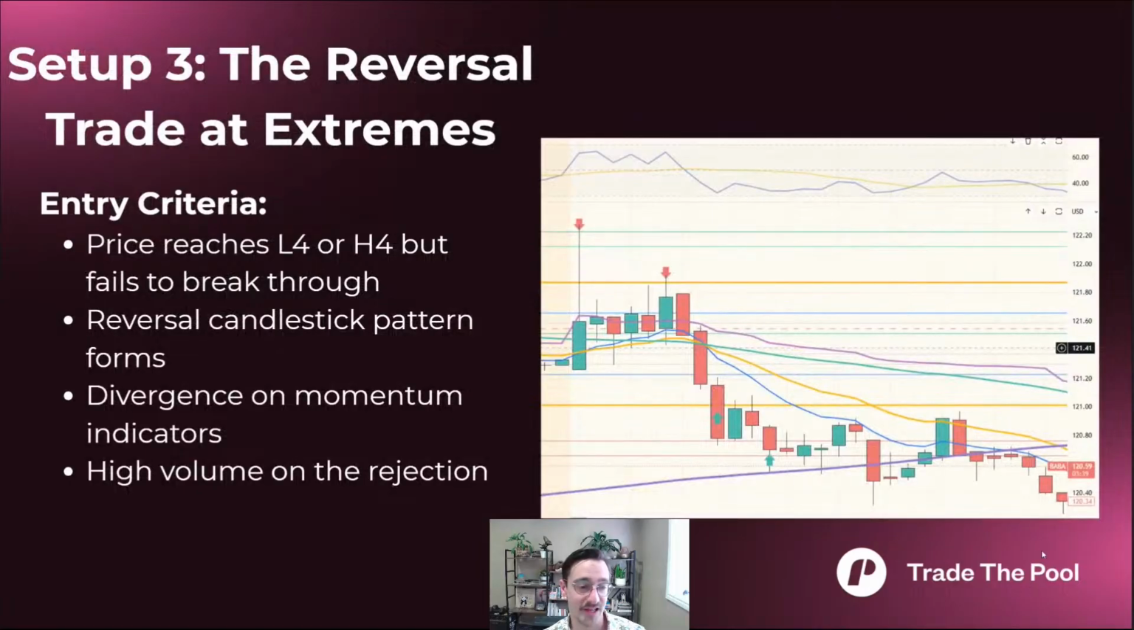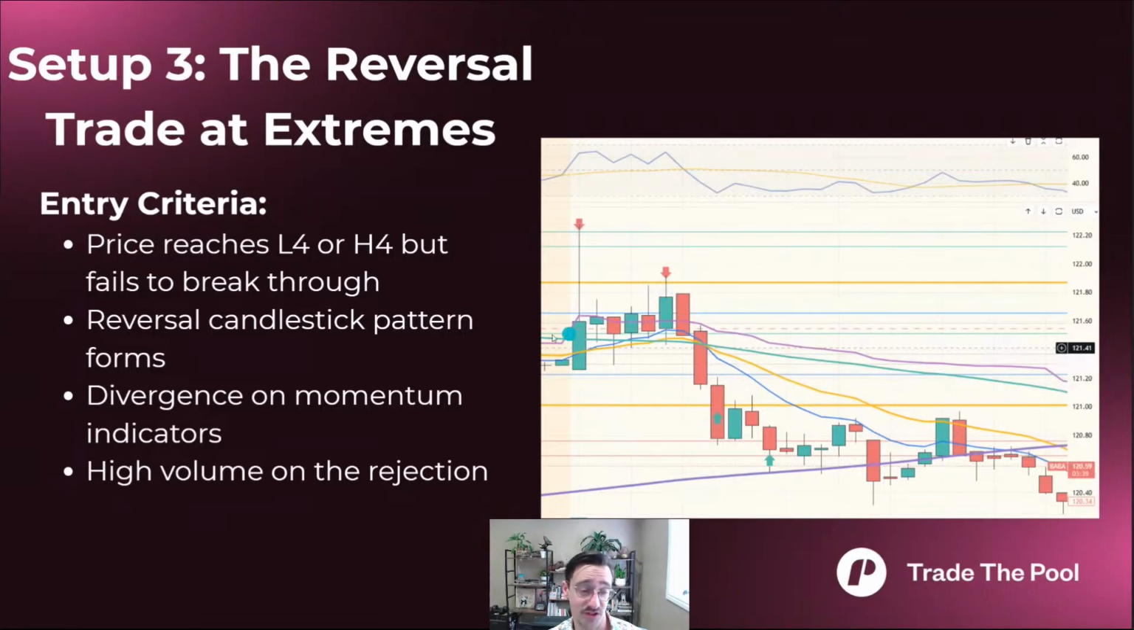So the last setup I wanted to talk about is the reversal trade at extremes. This is where price reaches that L4 or the H4, that big yellow, but fails to break it. And so what you see is that it comes up to there. This is the cleanest one, but it overshot in the morning here on this BABA chart. But I'd like to look at this one in particular, where it comes up and shows a sell signal into our H4, into the big yellow level. The reversal candlestick starts to play out. This is a 5 minute. On the 1 minute, it was a top wick closing near the low of the candle.